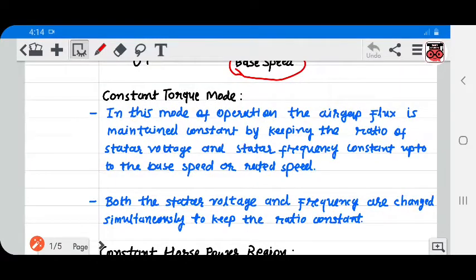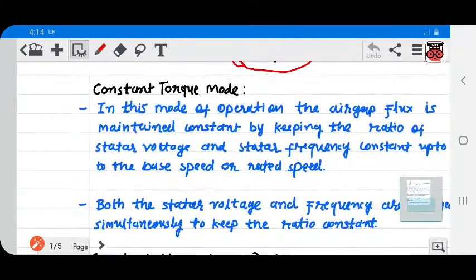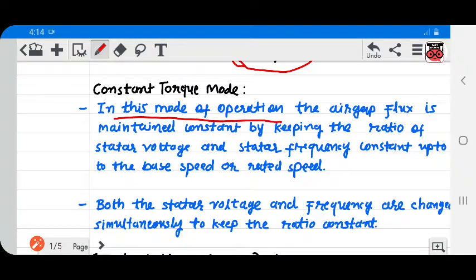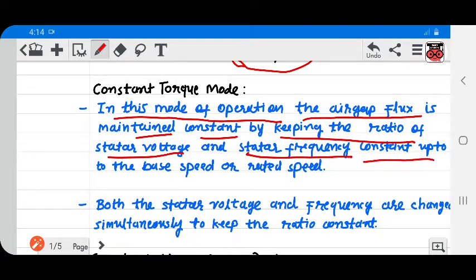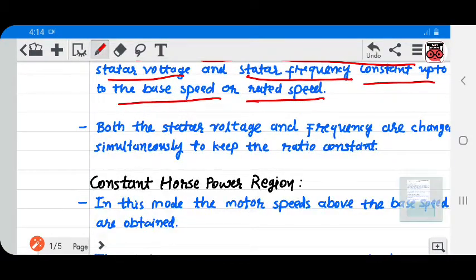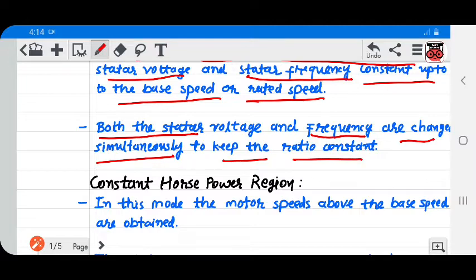In the constant torque mode, in this mode of operation, the air gap flux is maintained constant by keeping the ratio of stator voltage and stator frequency constant up to the base speed or rated speed. Both the stator voltage and frequency are changed simultaneously to keep the ratio constant.